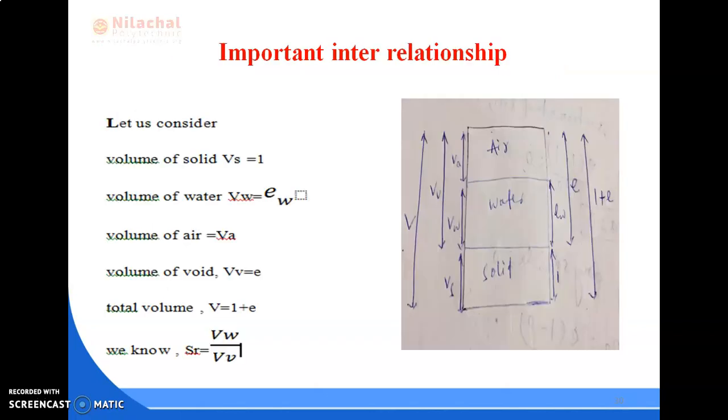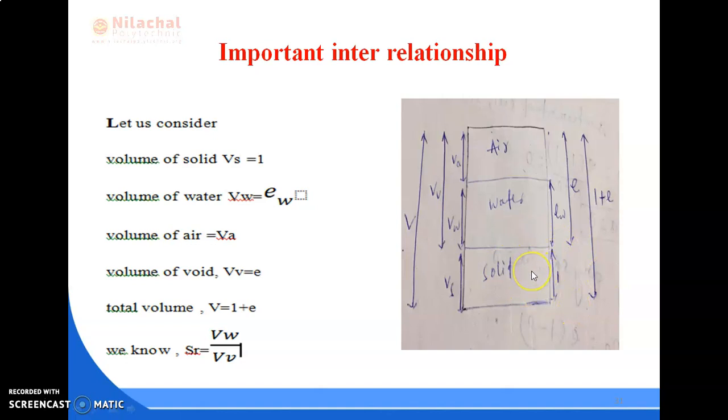So let us discuss. For this, the first work is to draw a three-phase diagram, but in this case we have to assume something new. This part is the solid, this is the water, this is the air, the top part is the air. Again in the left part, Vs volume of solid, Vw volume of water, Va volume of air. So Va plus Vw equals Vv volume of void, and Vw plus Vs equals total volume of soil V. So the left part is same, but in the right part we have to change something.